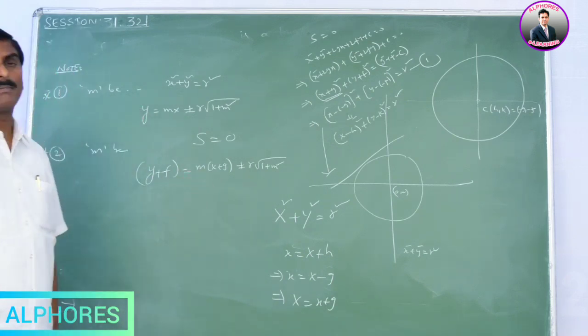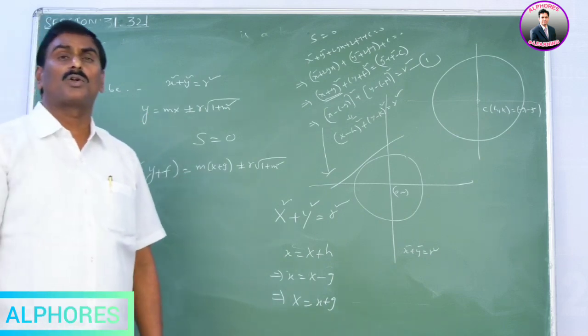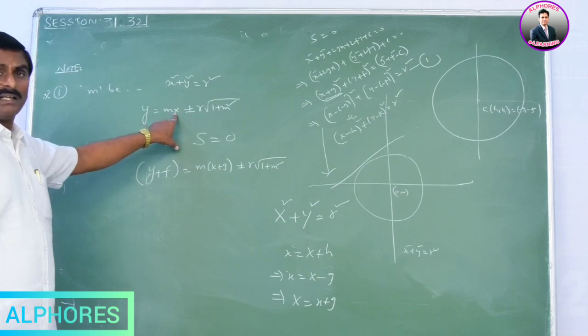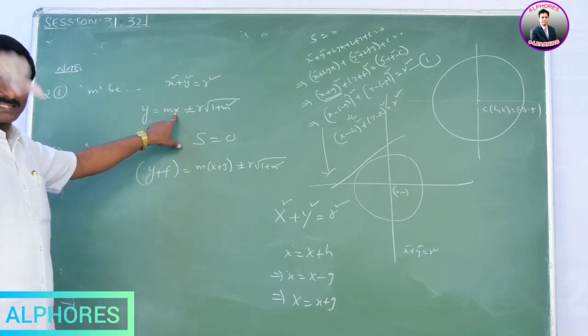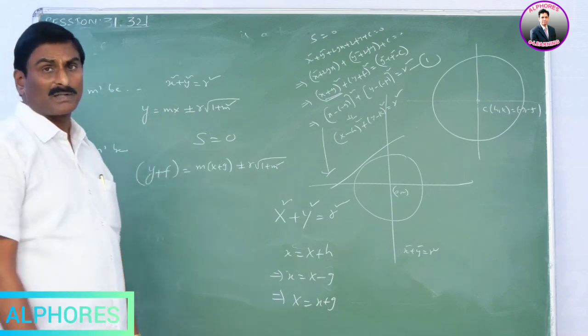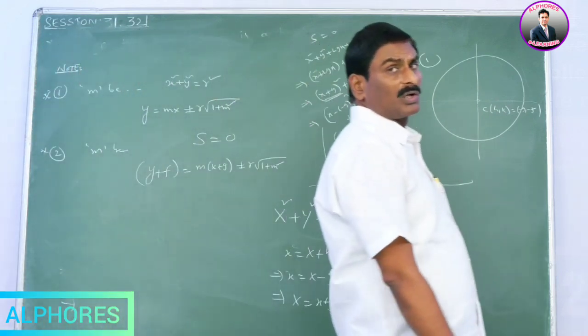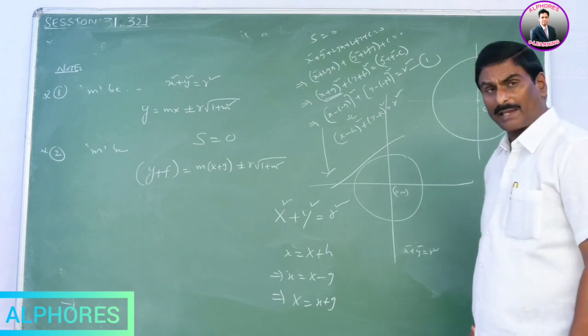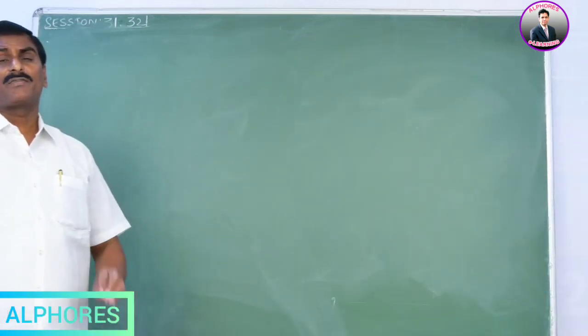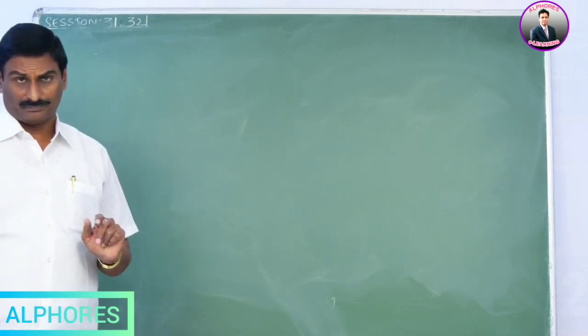y plus f is equal to m into x plus g plus or minus r into root over 1 plus m square. If the center is 0, the equation of the tangent is this. If the center is non-zero, that means S is equal to 0 is the circle, the equation of the tangent is y plus f is equal to m into x plus g plus or minus r into root over 1 plus m square. Okay. Now, we find the equation of the tangent in parametric form.